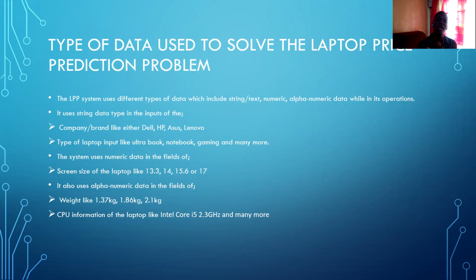It also uses alphanumeric data in the fields of weight, like 1.37, that is numeric, and then kilogram or kg, that is text or string, or alpha. CPU information like the i5 2.3 gigahertz: Intel is string, Core is string, i is a text or a character, and then the 5 and 2.3 are numerics.